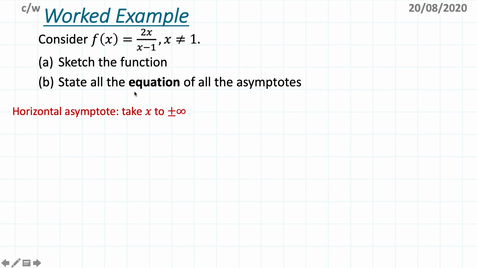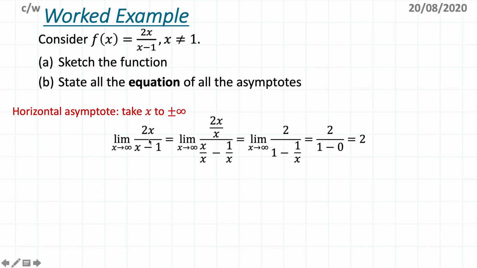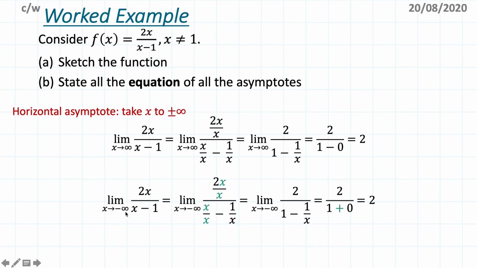For the horizontal asymptote, we take x to positive and negative infinity. If we take it to positive infinity, using the methods I've mentioned, we divide by x everywhere. We end up with 2 over 1 minus 1 over x. This will go to 0, and so we end up with 2. Let's take it to negative infinity. We do the same thing. What I want you to notice is that you're dividing by two negative numbers here. Because you're taking negative infinity, the negatives cancel out.